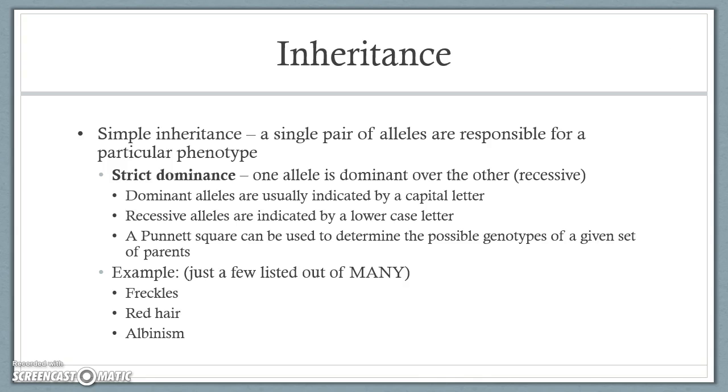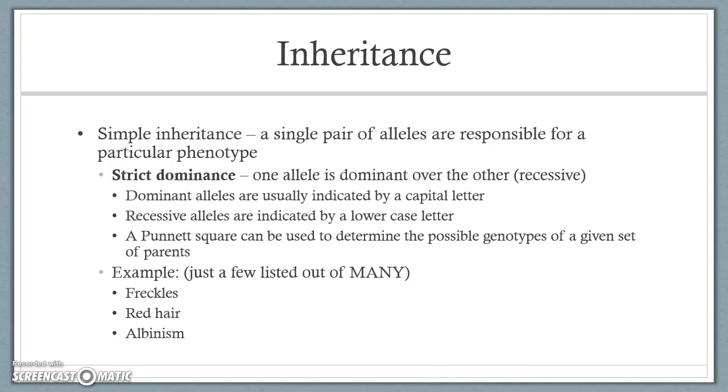Patterns of inheritance can be complicated or fairly straightforward. In simple inheritance, a single pair of alleles codes for a certain phenotype. This can happen through strict dominance or codominance. In strict dominance, one allele is dominant over the other, called the recessive allele. The dominant allele is indicated by a capital letter, and the recessive allele is indicated by a lowercase letter.